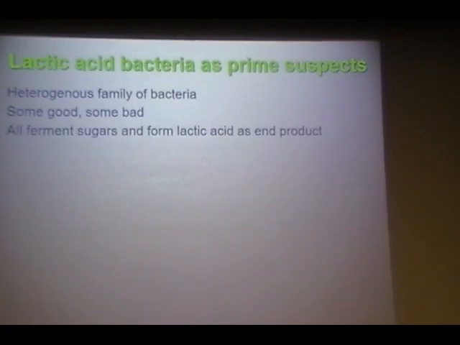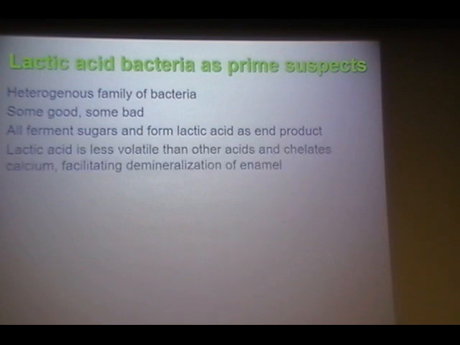The common denominator is that they all ferment sugars and form lactic acid as an end product. These cariogenic organisms have these properties. Interestingly enough, lactic acid is less volatile. It has the ability to stay put for lengthy periods of time. It can chelate calcium and obviously facilitates demineralization of the enamel.